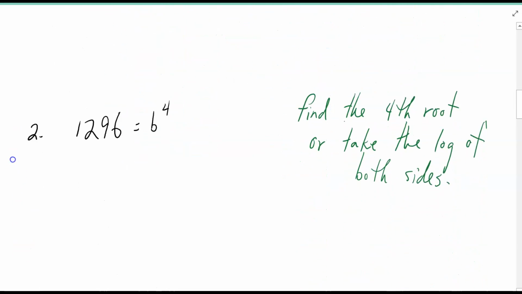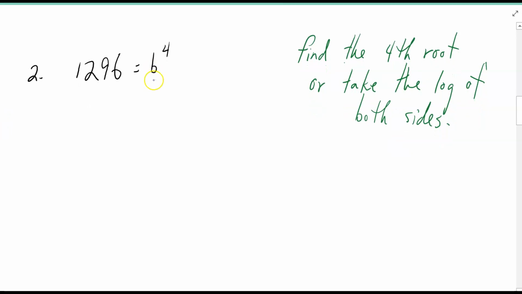In the next one, we have the unknown as the base, b. b is raised to the power 4 and it equals this number. Well, when it's a 4 or an integer like that, sometimes it's easier to just take the 4th root then of both sides. But this could be an integer or a decimal value, and then it would be a little more confusing taking a root of a decimal value.